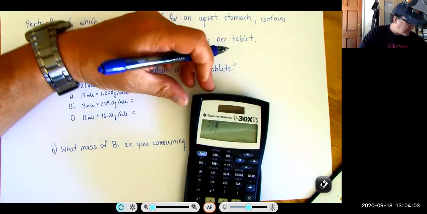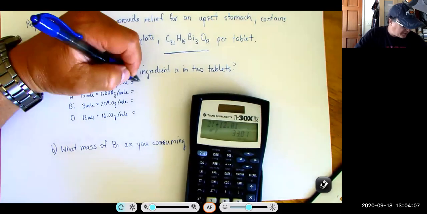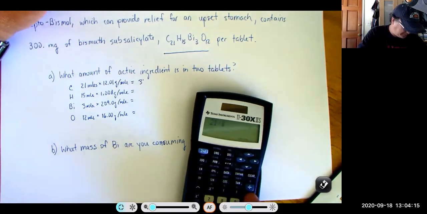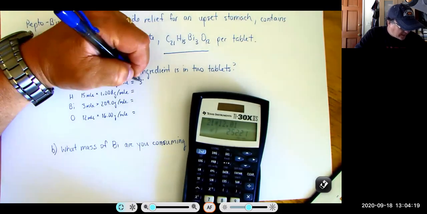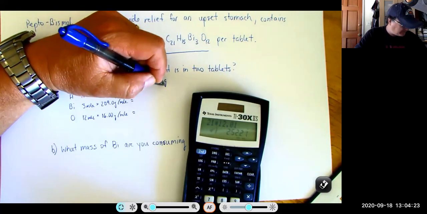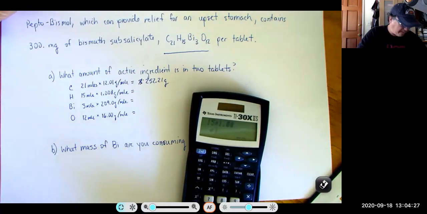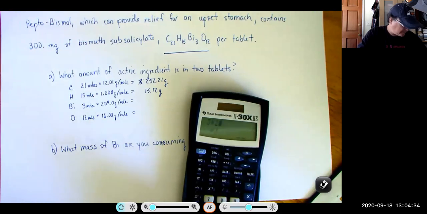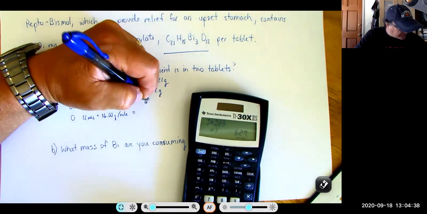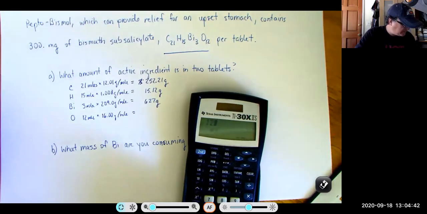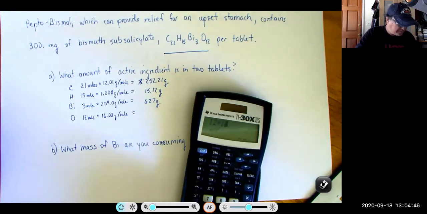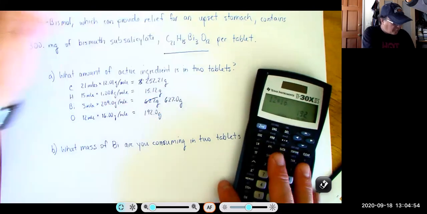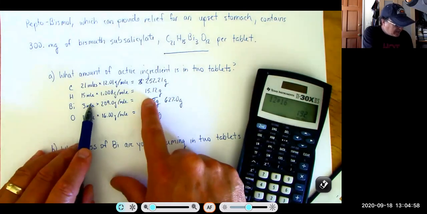21 times 12.01, I get a wrong number. I get 252.21 grams. 15.12 grams. 627 grams. And 192.0 grams. This should be 627.0 grams. So 4 sig figs here, 4 sig figs here, 4 here, 4 here.